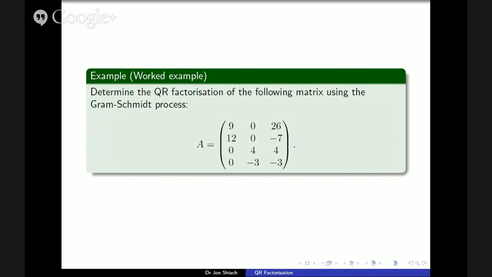Okay, so when j is 2, we need to calculate R12. This is just E1 dot A2. So E1 we just calculated, and A2 is the second column of A. So we have 3/5, 4/5, 0, 0, dot 0, 0, 4, minus 3. You can see here 3/5 times 0 is 0, 4/5 times 0 is 0, and these are going to be 0 as well. So R12 is simply 0.